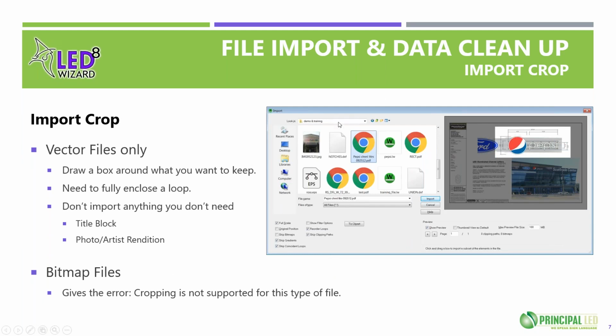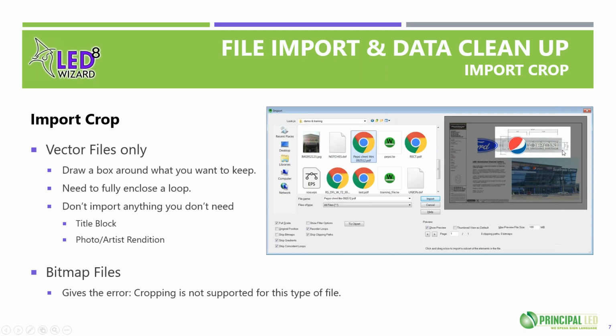So the actual import dialog box here, this is what it looks like, and the first thing that we provide here is the ability to crop into a design file. This is actually a big deal because there's a lot of information on one of these design files that we don't really need in terms of the task that we have, which is making our layout. So here we've got this Pepsi job, and it has the title block of the sign company. It has an artist rendition photograph. We don't need that. We don't really need the notes, and we can read this stuff, but we don't need it to import the file.